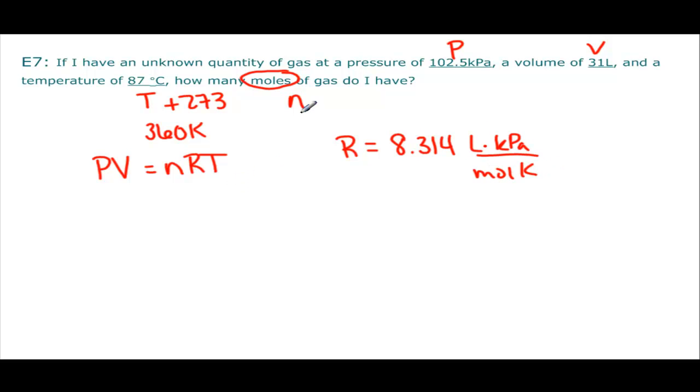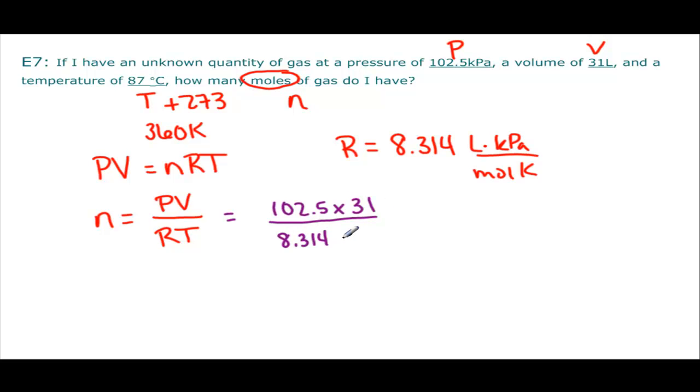Now we're going to solve for n. Again, you can either plug your numbers in or you can rearrange. So n is equal to P times V over R times T. Plug in your numbers and you get 102.5 times 31 divided by 8.314 times 360. Remember to use parentheses and put this in your calculator correctly, and you end up with 1.06 moles as your answer.